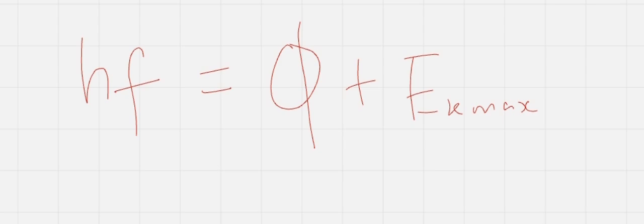Our given equation is hf = φ + E_k max. And to get there, let's start with the classic gold leaf electroscope experiment.